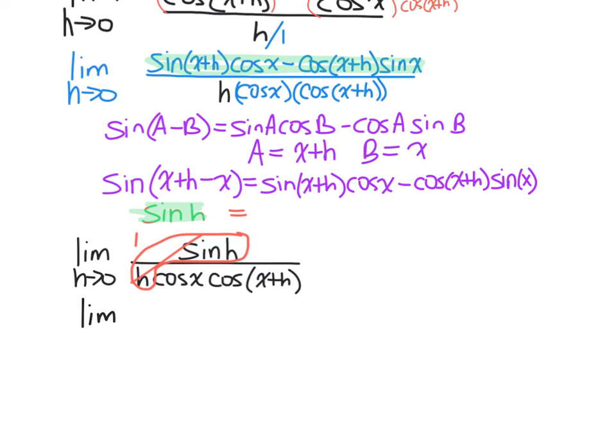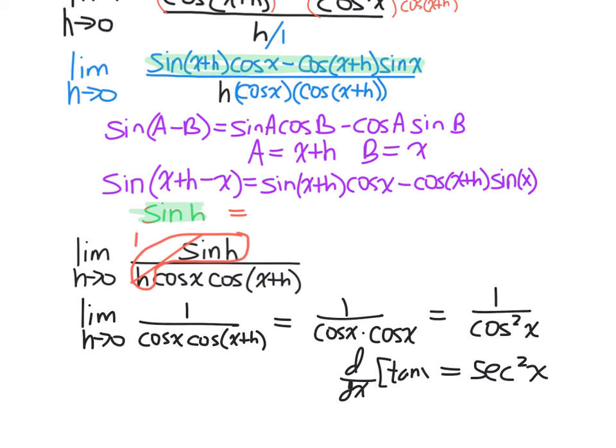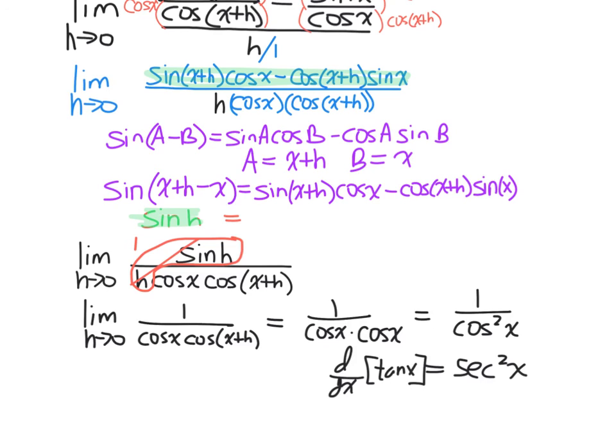So limit as h approaches 0 of 1 over cosine x plus h. Apply the limit, you get 1 over cosine x times another cosine x, right? Because if I replace the h with a 0, x plus 0 is x, which is the same as 1 over cosine squared, which is also the same as what? Secant squared. So the derivative of tangent, by definition from here on out, but we just discovered it, is equal to secant squared.